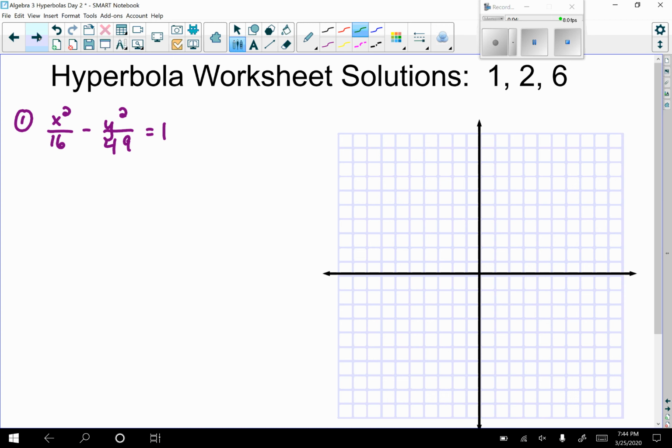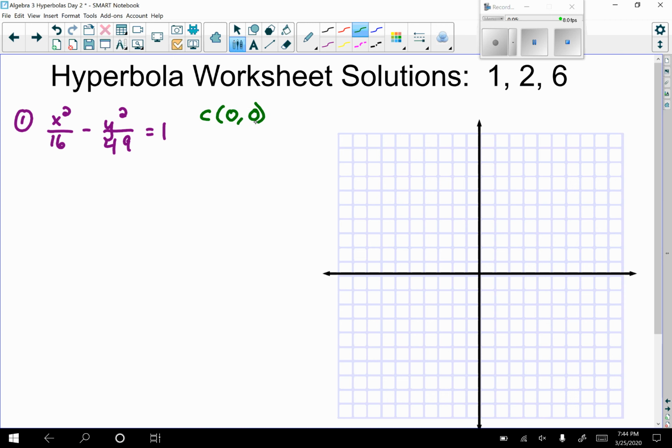All right, so for number 1, we were given x squared over 16 minus y squared over 49 is equal to 1. So we were asked to do a couple things with this. Identify the center, the vertices, and the slopes of the asymptotes along with graphing it. So this is already in HK form. Our center, because there's nothing up here with the x and the y squared, is just going to be 0, 0.